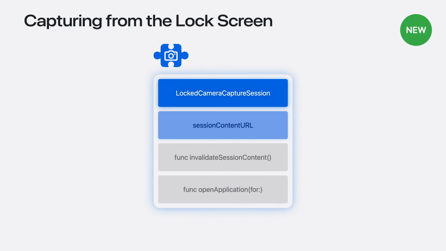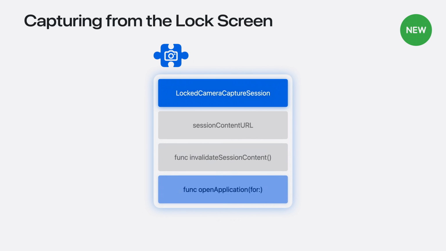If you are finished using the data you've written to the directory session content URL, for example, if you have saved the contents to PhotoKit, you can call invalidate session content to erase the contents of that directory. You can continue to write to the directory after calling this function, but any content written there prior to the invalidate call will be erased.